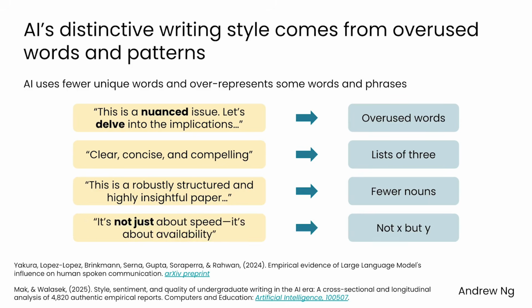And this "not X but Y" pattern, like "this is not just about speed, it's about availability." In fact, I've been noticing on social media a lot more of this "not X but Y" type of verbiage, often with X and Y both vague things. Like, "it's not about infrastructure, it's about architecture." And a lot of phrases like those are just vague and don't reflect a deeply insightful point of view.